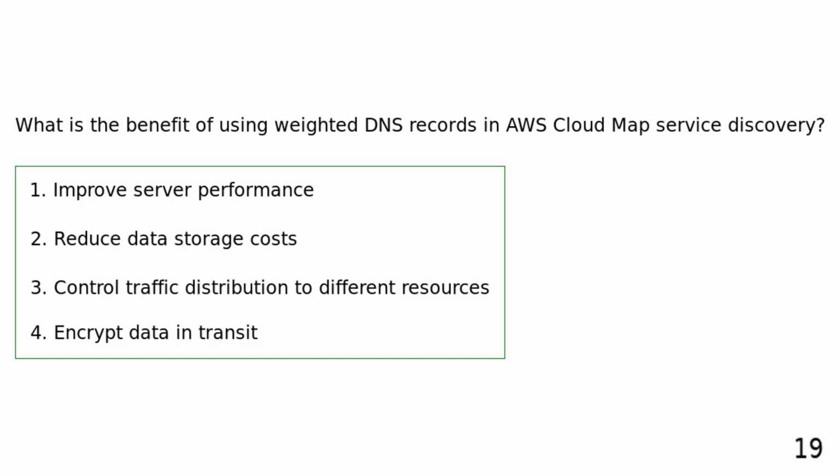What is the benefit of using weighted DNS records in AWS Cloud Map service discovery? Improve server performance. Reduce data storage costs. Control traffic distribution to different resources. Encrypt data in transit.